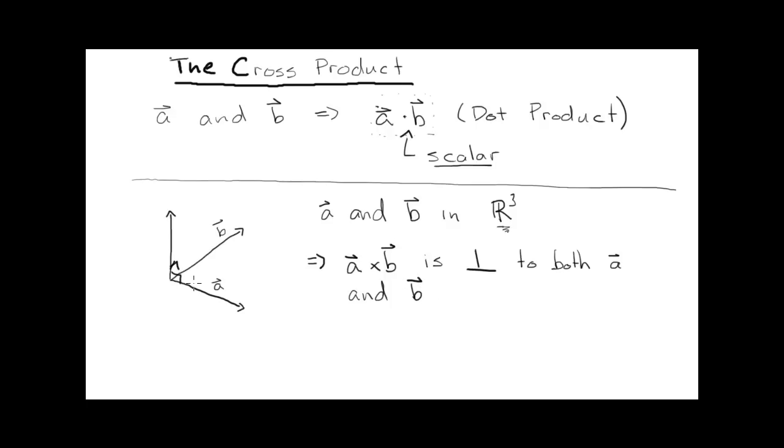Now you might notice here that this is vector A, this is vector B. There's actually a lot of vectors which are perpendicular to A and B, right? Any multiple of this vector is also perpendicular to both, or any vector going in the other direction. So the way we're going to define the cross product is that A cross B will follow what we call the right hand rule.